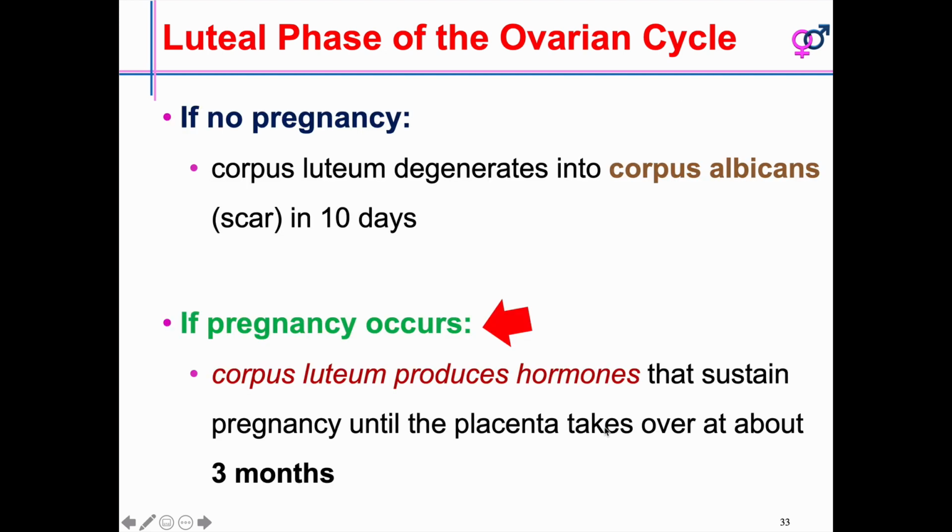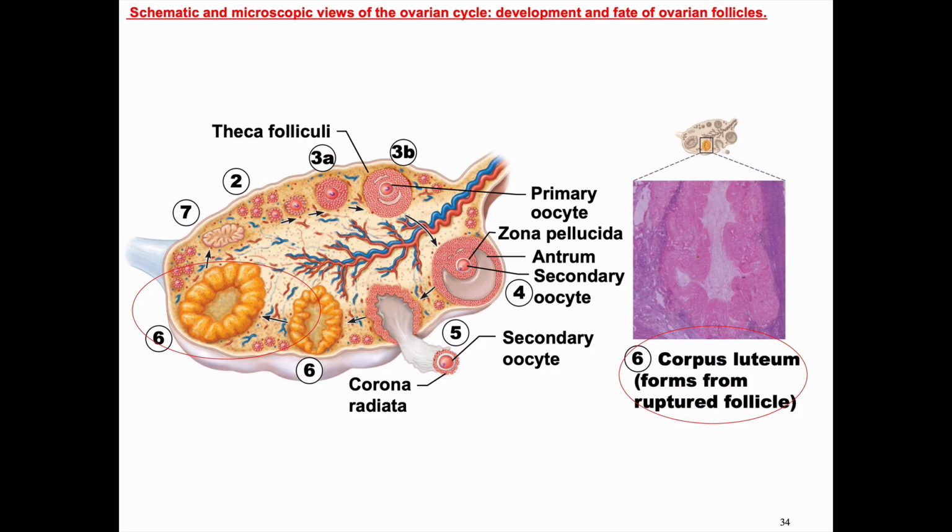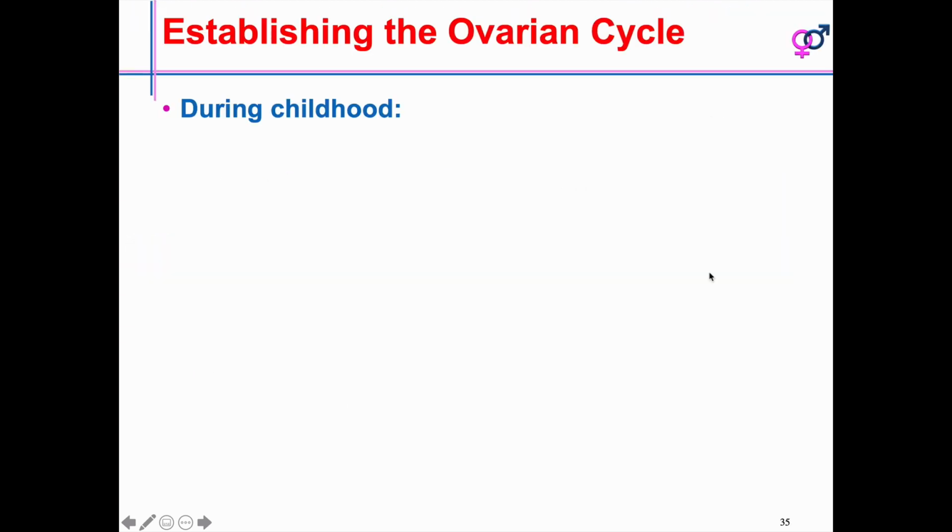Okay, so if pregnancy is not happening in the uterus, what happens? This corpus luteum degenerates and changes into corpus albicans. Then it disappears. Whereas if pregnancy takes place in the uterine cavity, the corpus luteum continues producing the hormone that sustains pregnancy until the placenta takes over after about 3 months. So this is the corpus luteum, which secretes the progesterone.